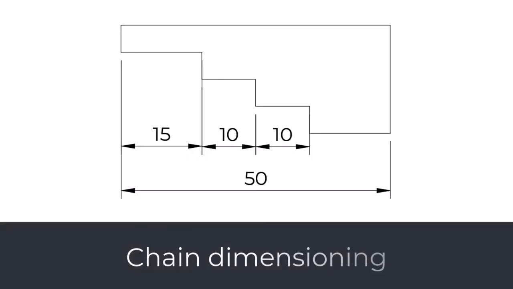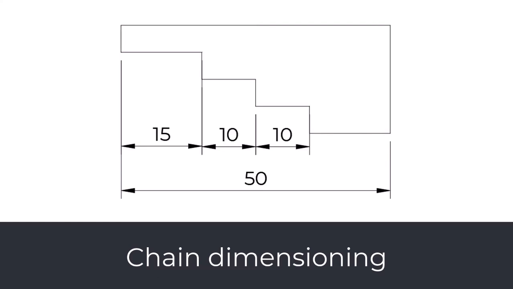Dimensioning methods. Now when we understand the basics, let us investigate the methods we can use when we are dimensioning the shape and form of our objects. Chain dimensioning. Chain dimensioning is the method where dimensions are placed from one feature to another feature. This method is commonly used.